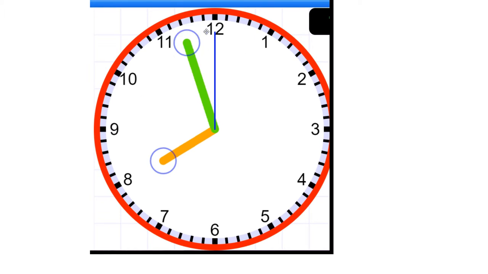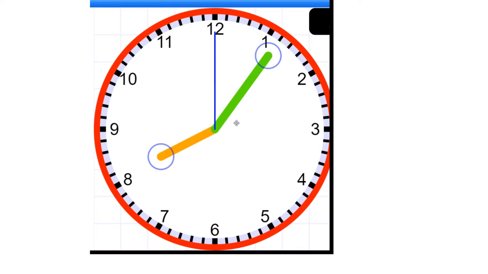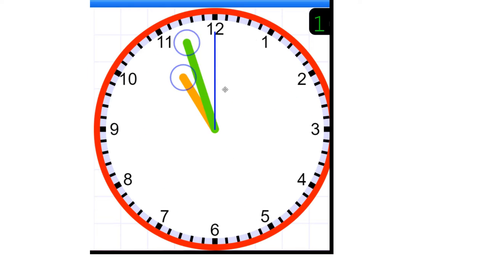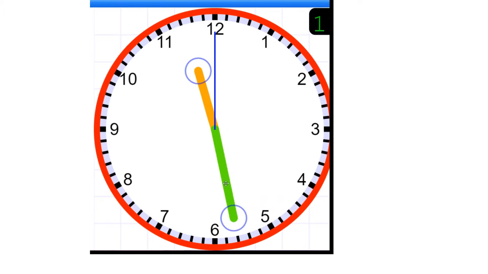Now you cannot see the digital time clock. I took it off of the screen. What time is it? It is 8 p.m. Or you could say a.m. You don't know. It doesn't say a.m. or p.m. on here. So let me change it again. What time is it? Uh-oh, there's a number showing. Oh well.